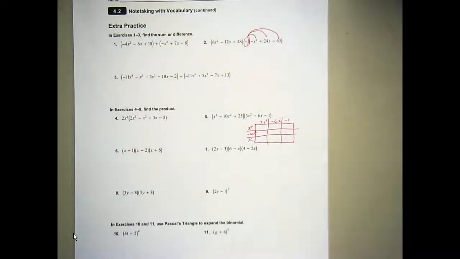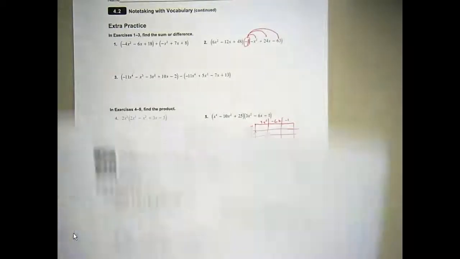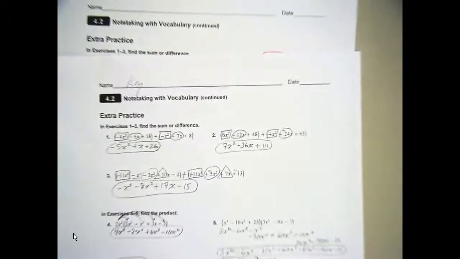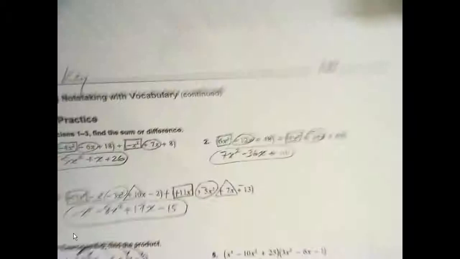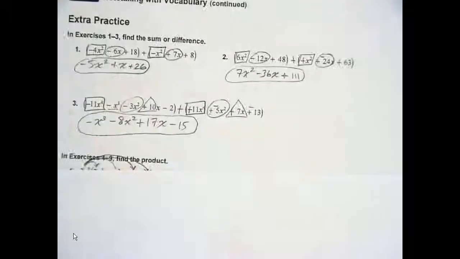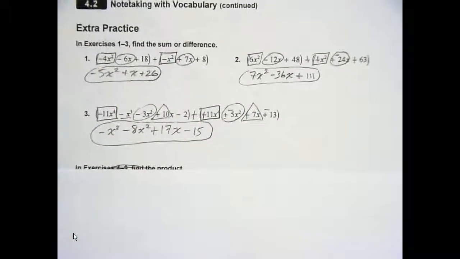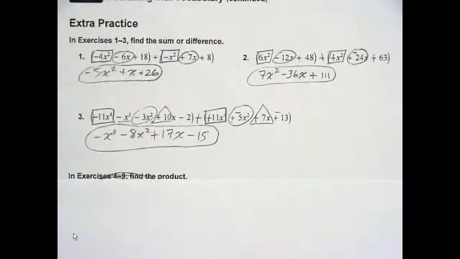So 1 through 3, you put up the answers, and then you can ask questions on them. So that is what I've got, and please note on mine, I've just kind of used different shapes, which is another strategy to identify your like terms. Some students like it, some students don't. Some have no preference at all. But number 1, negative 5x squared plus x plus 26.